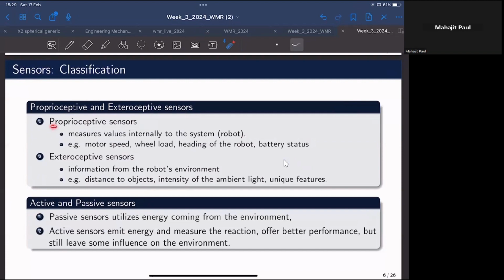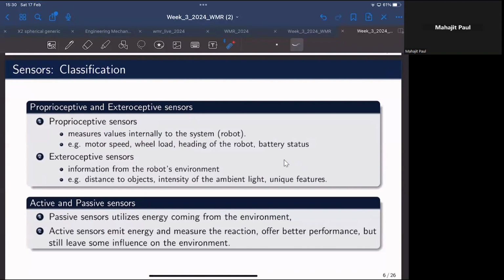What do proprioceptive sensors mean? Proprioceptive sensors are sensors that measure values internal to the system, the readings that are crucial for the working of the mobile robot. For example, rotary encoders are essential for the locomotion of a robot. It could also be battery status sensors, sensors to monitor the status of the battery.